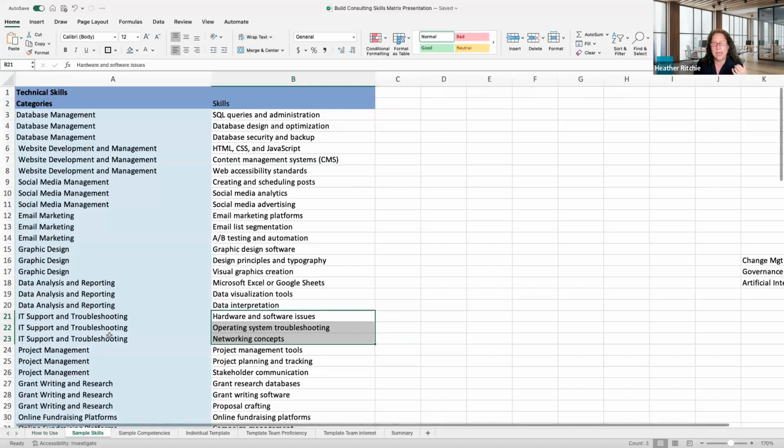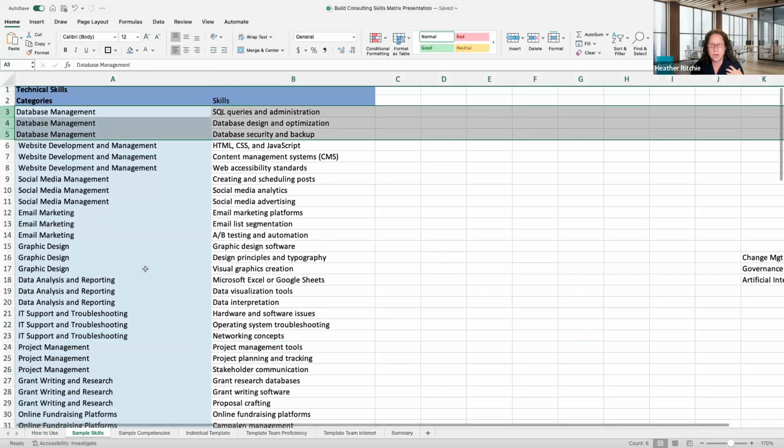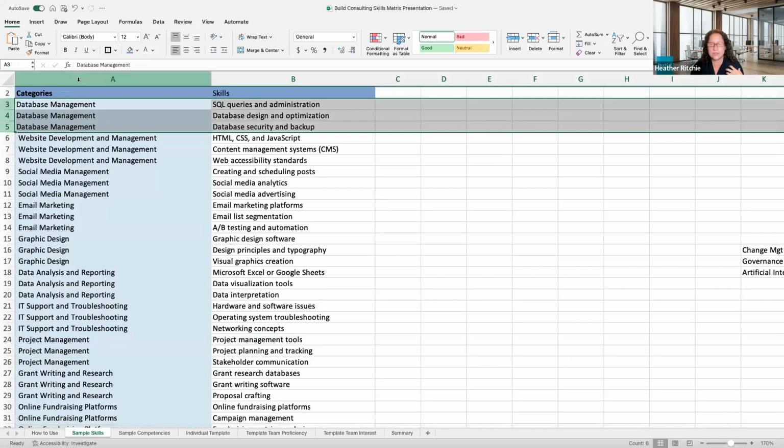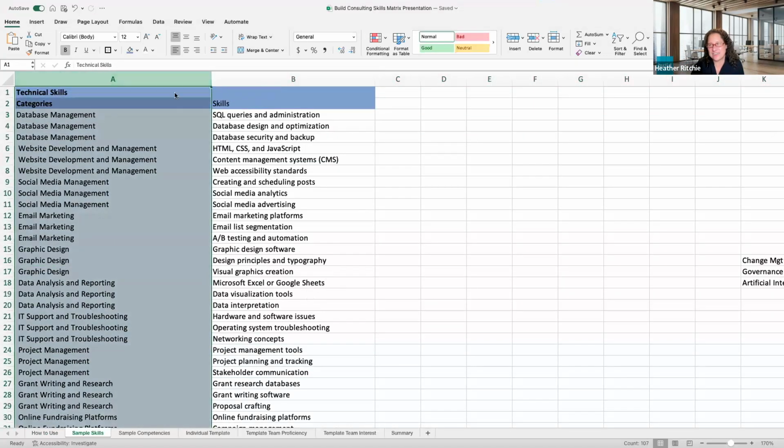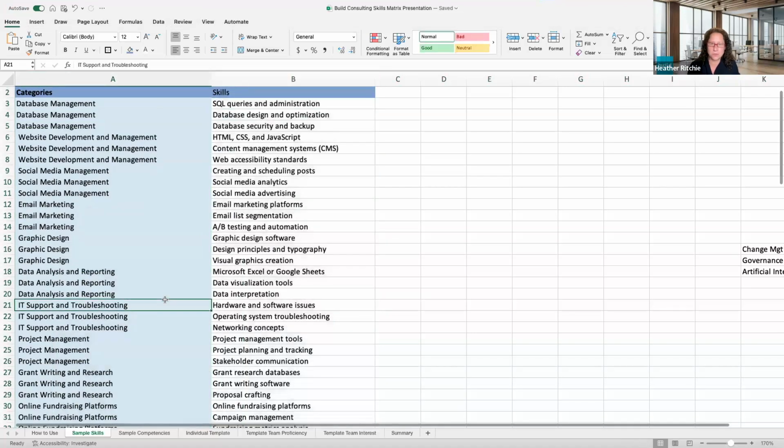To kind of say, hey, what do we think we really need to talk about as a team as our core functionality for this organization? Is project management something that we really need to lean into? Is database management something? What does it look like? And so if you look at this chart, here are the categories and here are the skills. This is not a comprehensive list. This is what I would say is your starter list if you use our template.